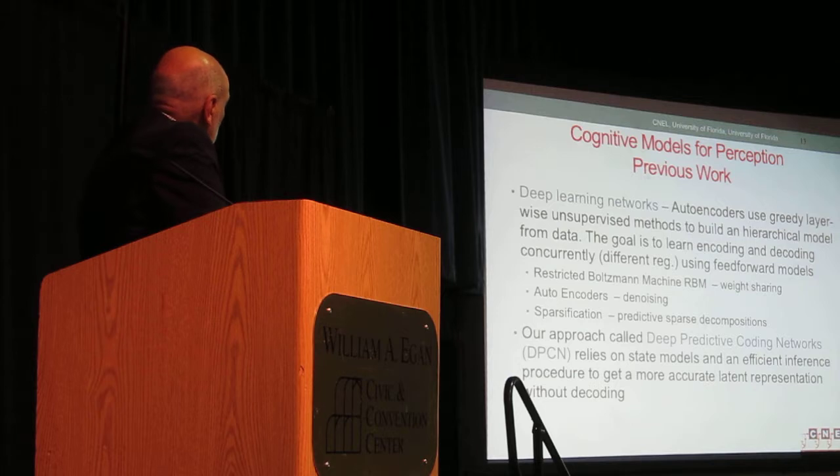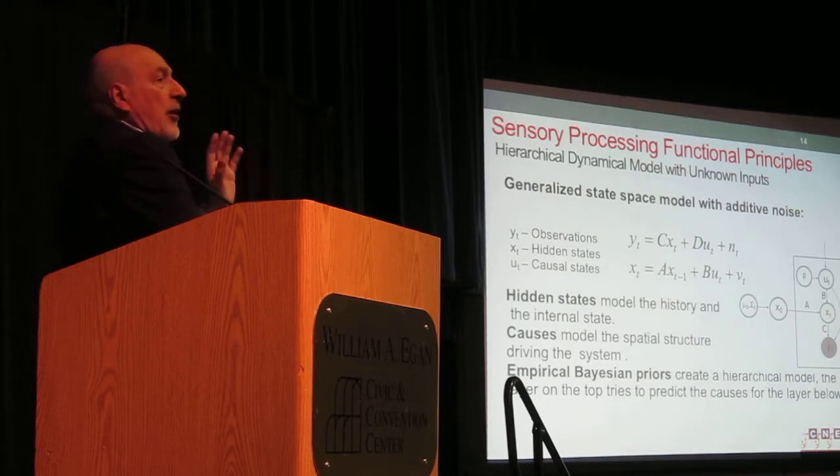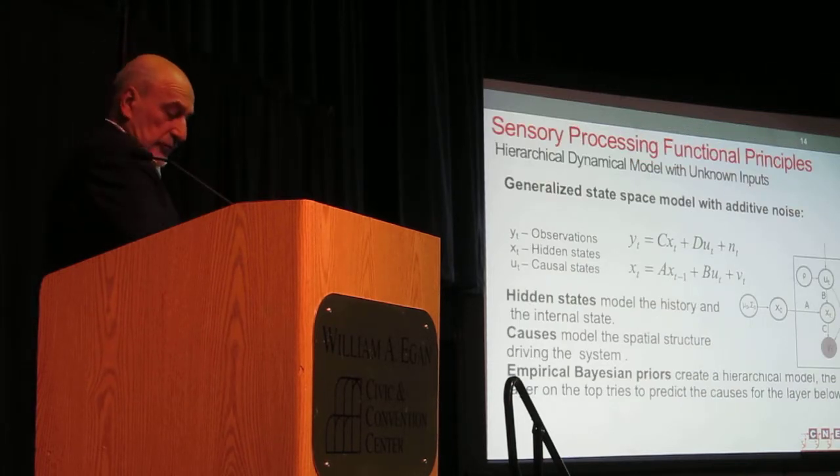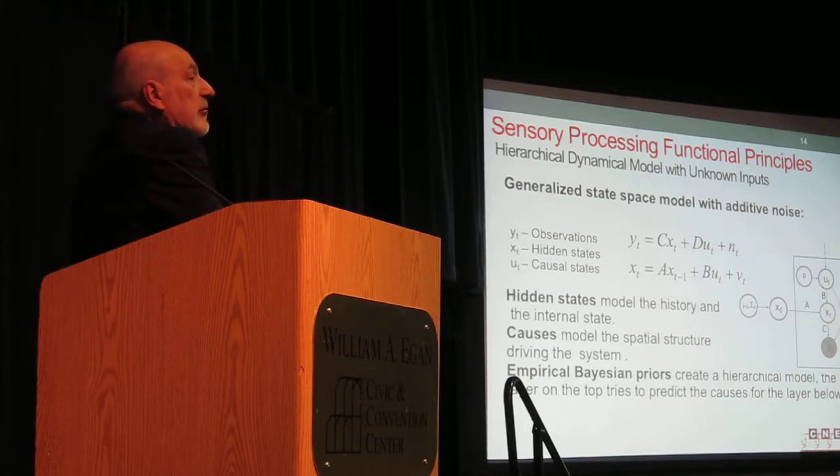Our approach, which I call deep predictive coding networks, DPCN, relies on state models, and we don't need the decoding step. We just need an encoding step. So let's see how we are going to handle this model. It can be linear or non-linear. The equations I'm showing are linear equations, but we are using over-complete representation, so the end result is really non-linear in terms of the input space.